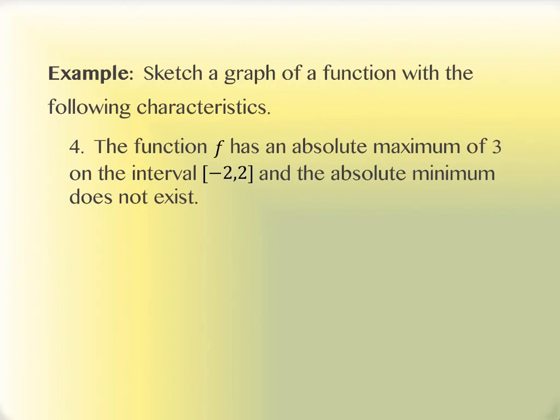It says we're going to sketch a graph of a function with the following characteristics. The function has an absolute maximum of 3. This is telling you the y value. It is a maximum y value of 3. It occurs on the interval negative 2 to 2, so it's happening between the x values of 2 and negative 2.